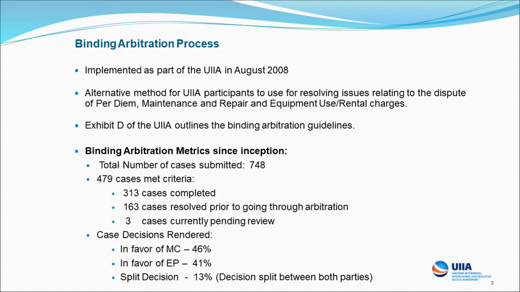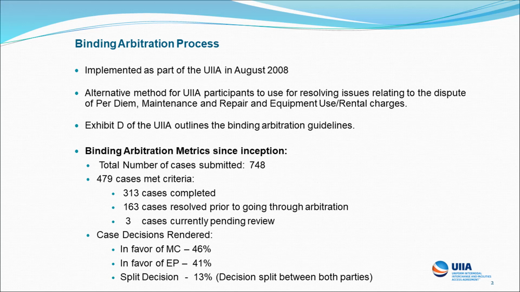So if you're ever in need of finding out exactly what time frames need to be met, you can always reference Exhibit D of the UIIA. It's in the back of the agreement. The metrics at the bottom show the number of cases that have been submitted since the inception of the program. Out of that, how many of them met the criteria, whether they met the established time frame or if the dispute had been disputed with the initial EP, as it's supposed to be before it's submitted for arbitration.